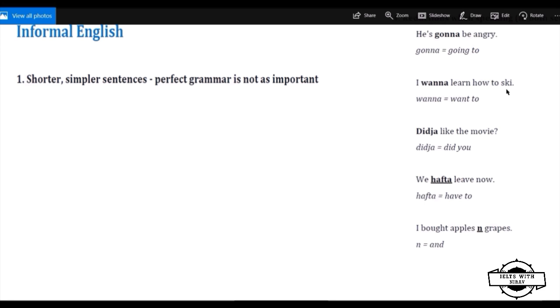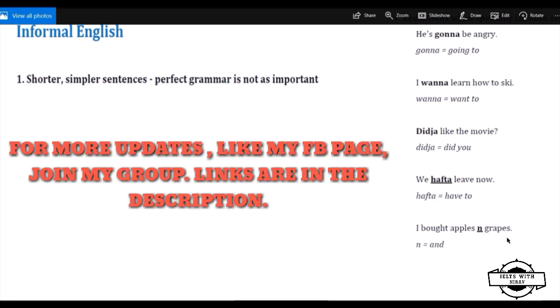Instead of that, in an informal letter you can write he's gonna be angry. I wanna learn how to ski. You can write like this as well. I bought apples and grapes. But consider one thing: only if you are writing informal letters can you write like this. In formal and semi-formal you can't write a letter like this. In informal letters you can use words like thanks, regards, WhatsApp, how's your plan, how's your day. You can write this kind of thing, but only in an informal letter.